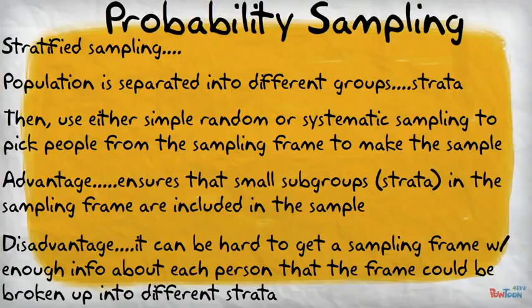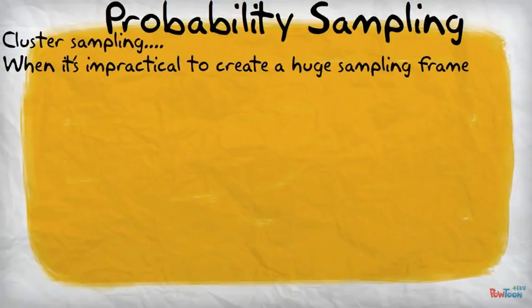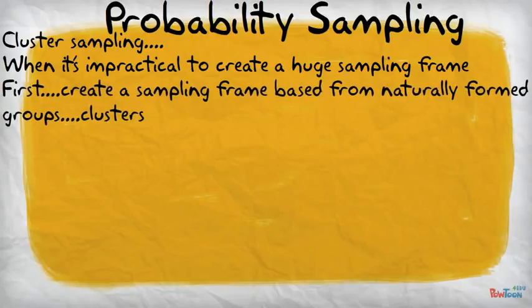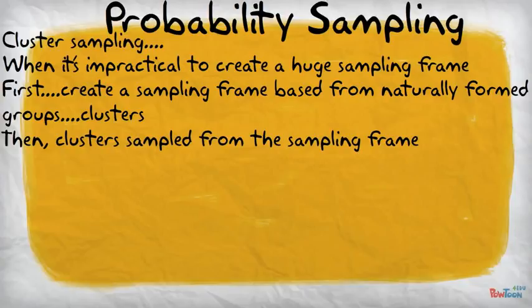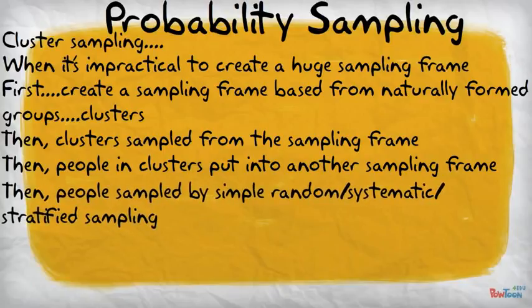Okay. Cluster sampling. This is when it's impossible or very impractical to create a huge sampling frame, such as creating a list of every single Greek college student in the entire nation. A way to simplify this is by first creating a sampling frame based from naturally formed groups, which are called clusters. Then the clusters are sampled from that sampling frame.